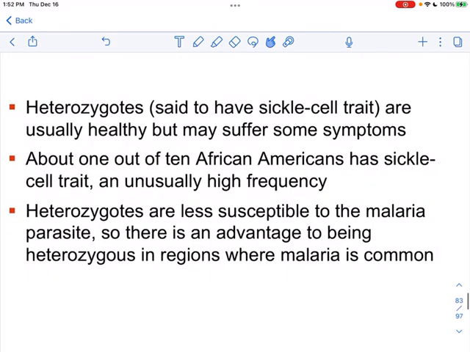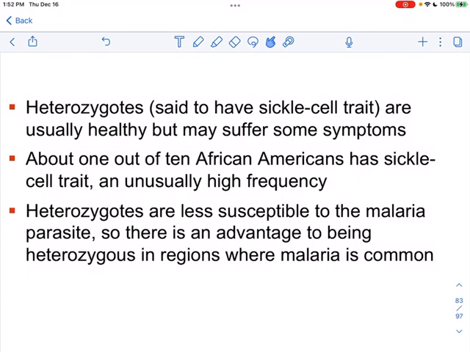What's interesting about the evolutionary history of sickle cell is that heterozygotes, although they do have some sickling of their blood cells, are usually healthy. They do tend to suffer some of the symptoms because, again, some of their red blood cells do sickle out in shape, so they sometimes do experience pain, lethargy, things of that nature.